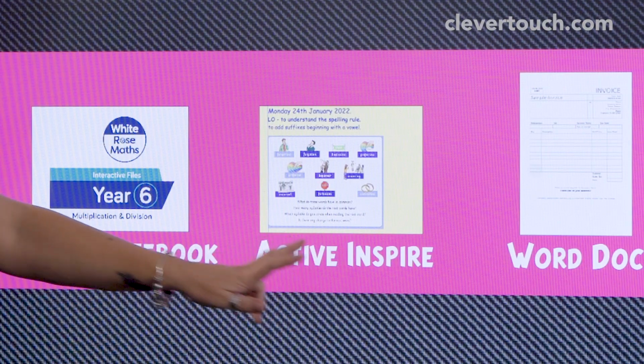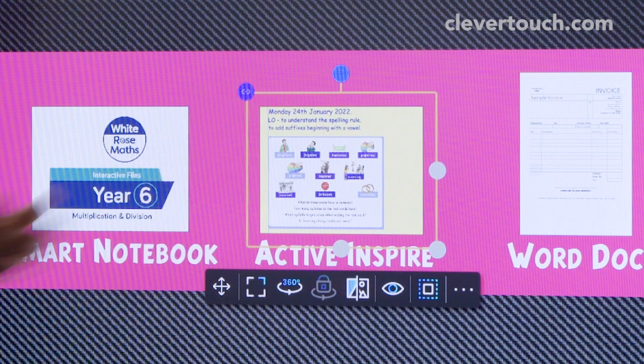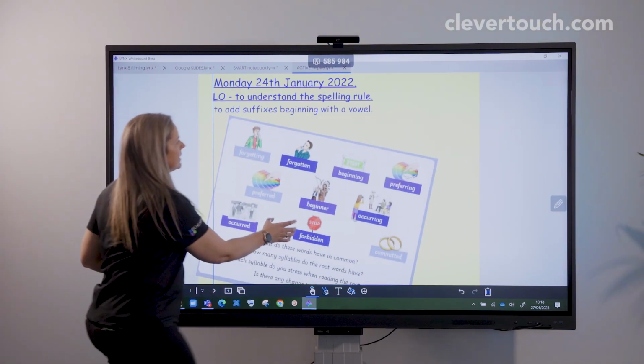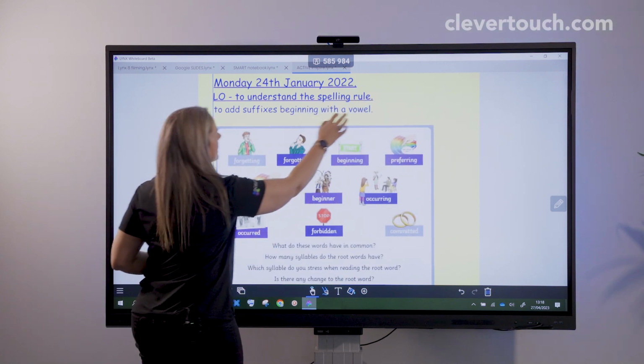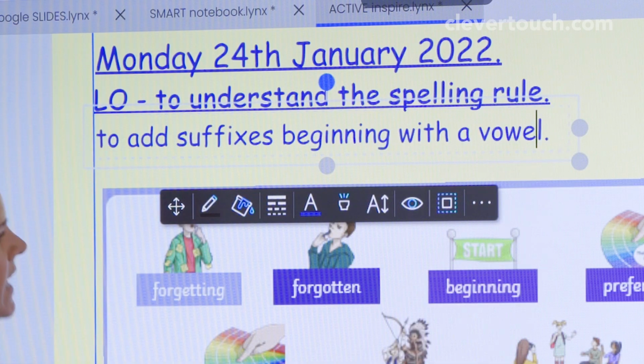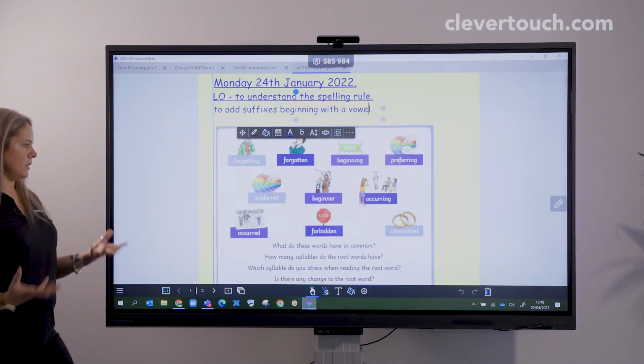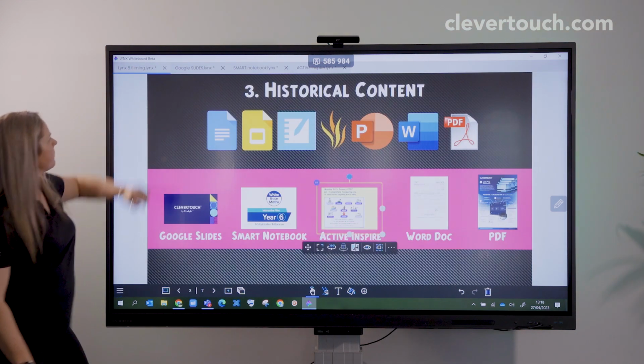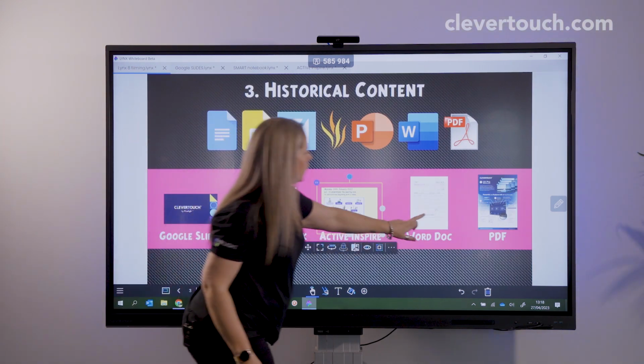With the ActivInspire files, if I go into those ones, just to show you, again, it opens up, that comes through as a little image there, and then I've got my text. If I wanted to edit and improve or change it or change the date, I can absolutely do that there as well. And then we've got our Word doc.